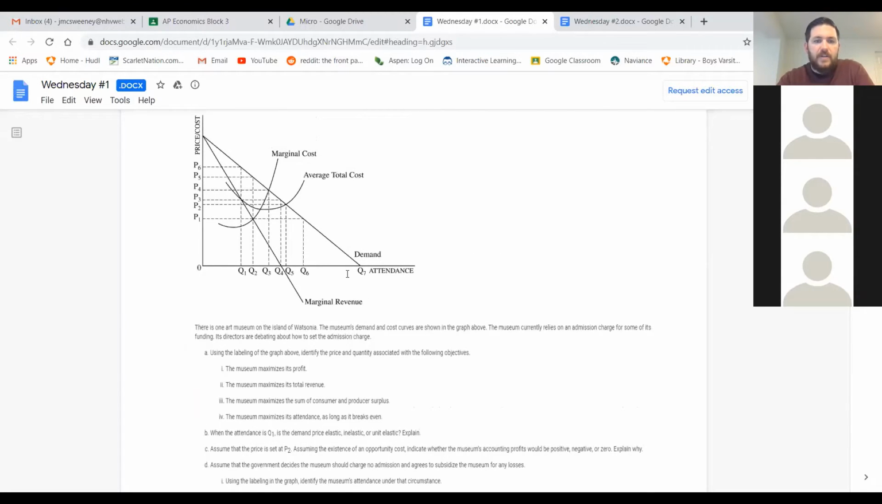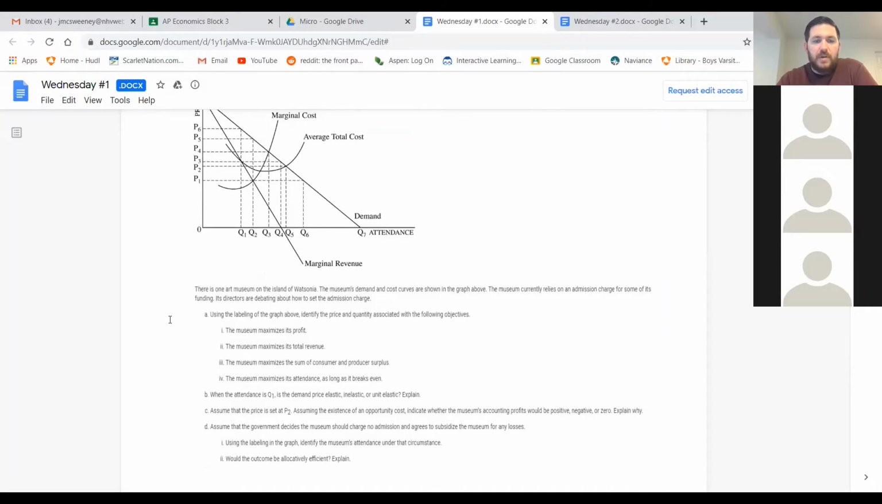So assume the government decides that the museum should charge no admission and agrees to subsidize the museum for any losses. If we look at it, we're going to be producing at Q7, right? So Q7 is where the price of the good is zero. So at Q7, that is what we're going to produce. So using the labeling on the graph, identifying the museum's attendance under that circumstance, it is going to be Q7, okay? And then the second question is, would the outcome be allocatively efficient, and explain? So D1 is worth 1 point, and you get 1 point for saying it's Q7.